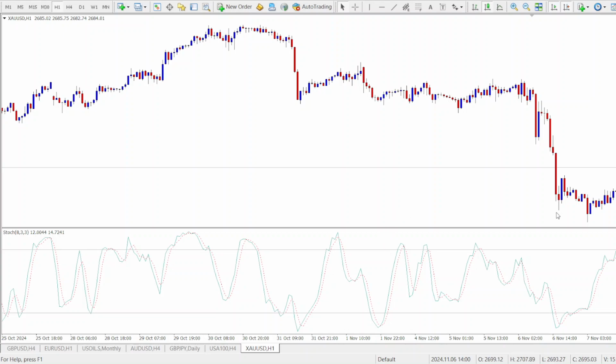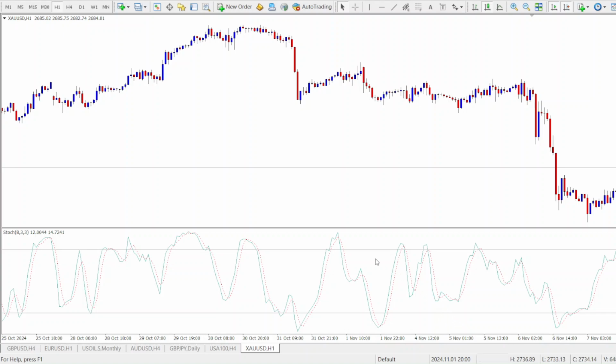Now let us talk about how to use these signals effectively. When the percentage K line or the main line crosses above the percentage D line or the signal line in the oversold zone, typically below 20, right? It's a potential buy signal.